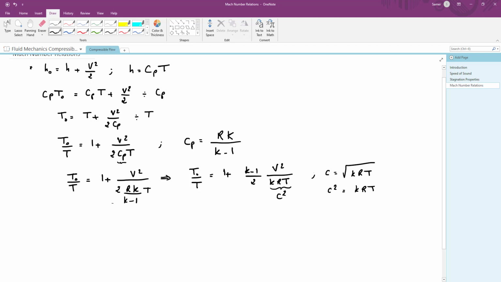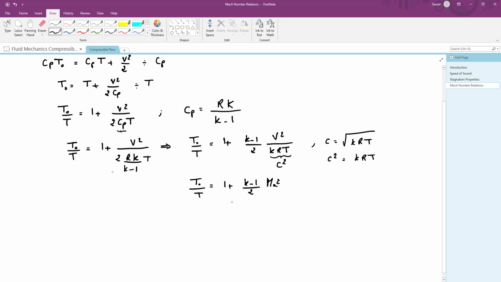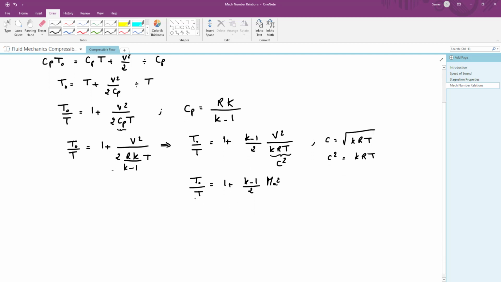So this term is the speed of sound squared for an ideal gas. Now we have this ratio V square over c square, which is the Mach number squared. So we will have T naught over T is equal to 1 plus k minus 1 over 2 into the Mach number squared. So we have a relationship relating the variation of temperature for an ideal gas with respect to the Mach number. You can leave this expression as it is.